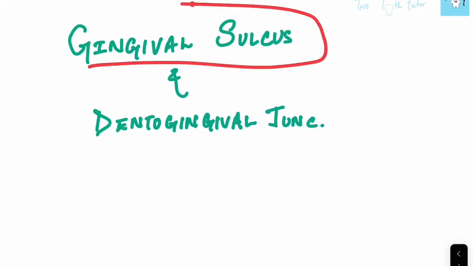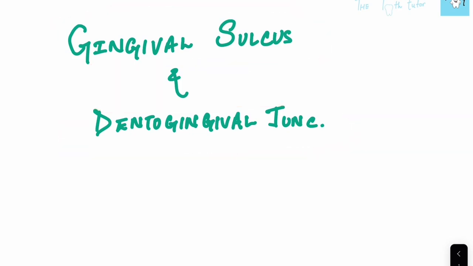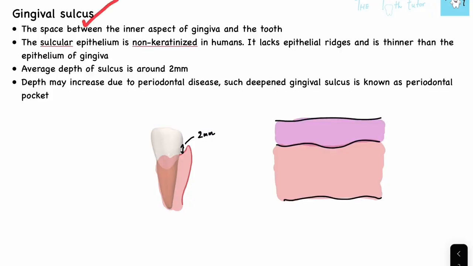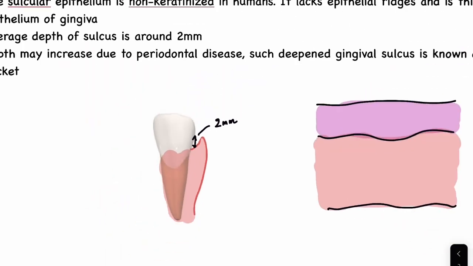We're talking about gingival sulcus and dentogingival junction, and these topics are mainly asked in short answer. Starting with the gingival sulcus: I have already discussed what it is. It is the space between the inner aspect of gingiva and the tooth. If I zoom in, the gingiva goes like this; this was the free gingiva. The space between gingiva and the tooth is called the gingival sulcus.